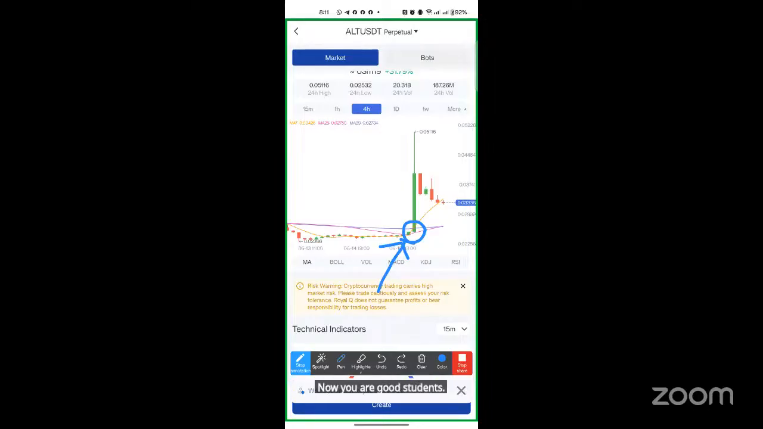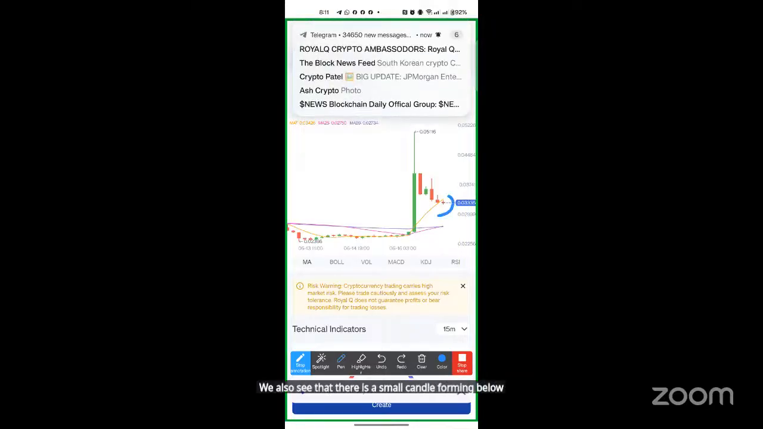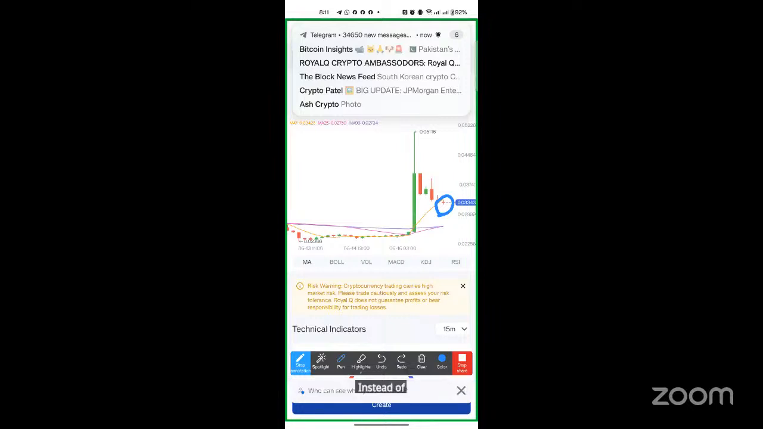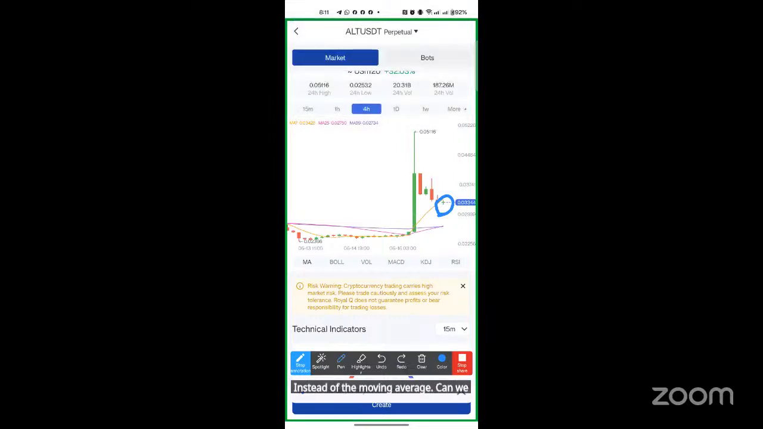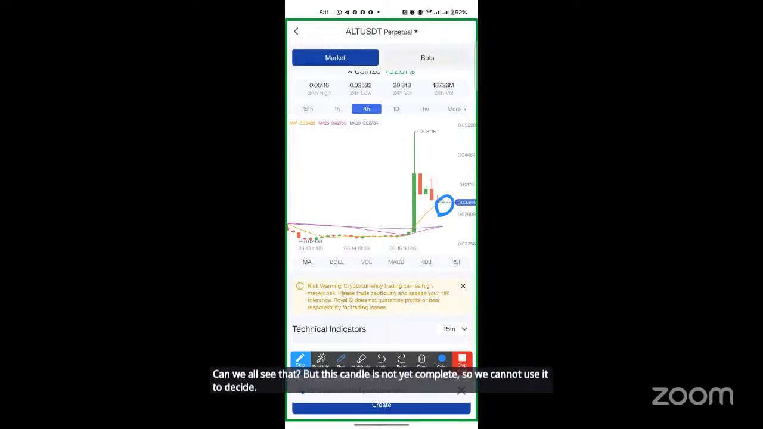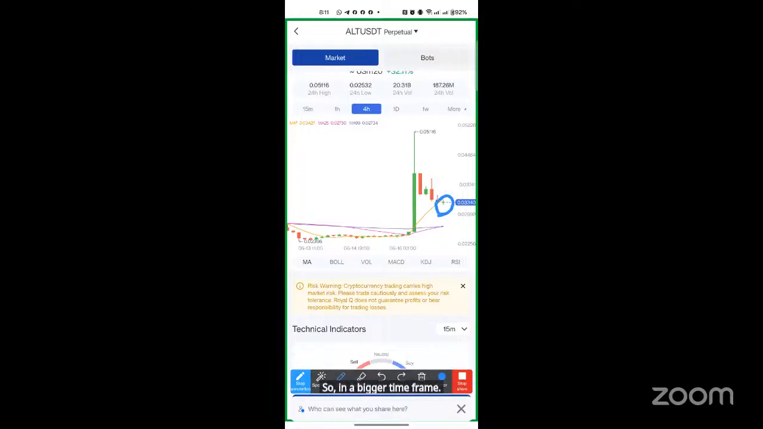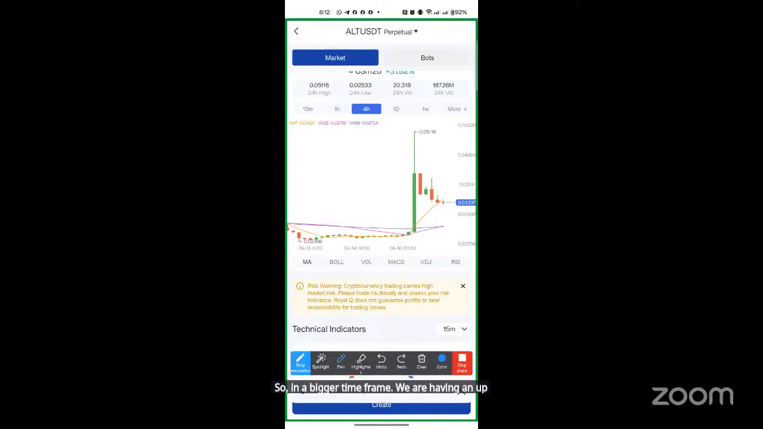And here we expected the coin to rise. But still at the same time frame, we also see that there is a small candle forming below a 7 moving average. Can we all see that? But this candle is not yet complete, so we cannot use it to decide. So in a bigger time frame, we are having an uptrend because the crossover is here.